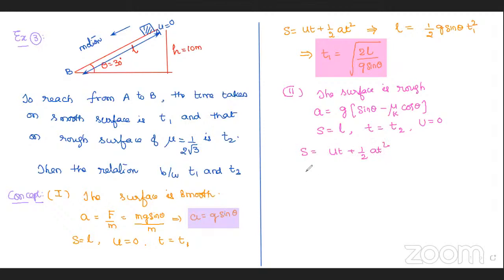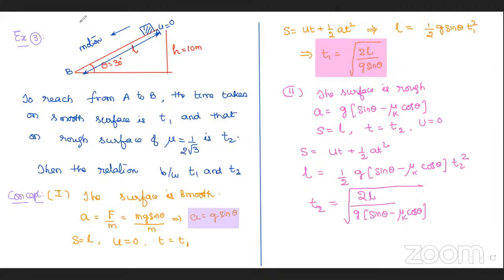Again, I am not substituting the values here. Just I put L over here. Ut is 0. Half a is g into sine theta minus mu k cos theta, into T2 square. From this, I can find T2 equals, in the same way, 2L whole divided by g into sine theta minus mu k cos theta, all under root. So in this concept, I gave two shortcut formulas to you: the time taken to reach the bottom on smooth, and the time taken to reach the bottom on rough, provided it starts from rest. This is the concept for that.